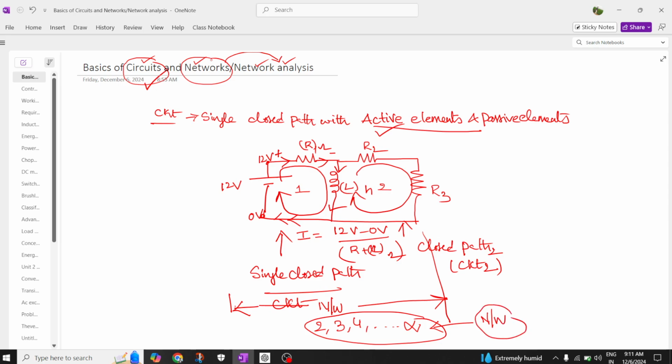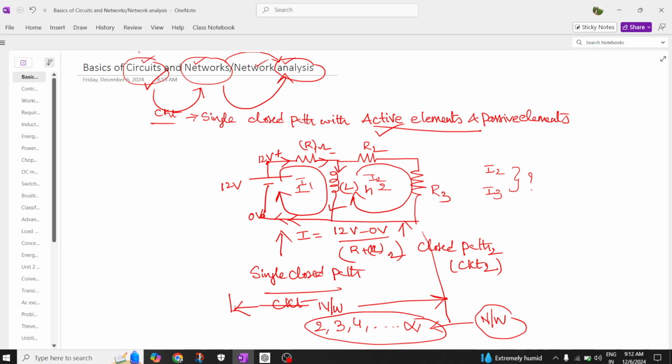Why it is called an electrical network: here the resistor, inductor and voltage source are all electrical elements. That's why this is called an electrical circuit. A group of electrical circuits is called a network. And in this network, what we are going to do is analyze. We are going to find out what the current is in this branch. I am going to label this current as I1, and this current as I2. We are going to find the current I2 and the current I3. This is called analysis: finding the current across a resistor, finding the voltage across a resistor.